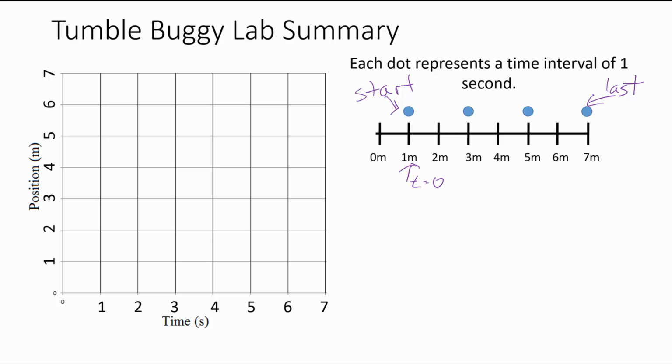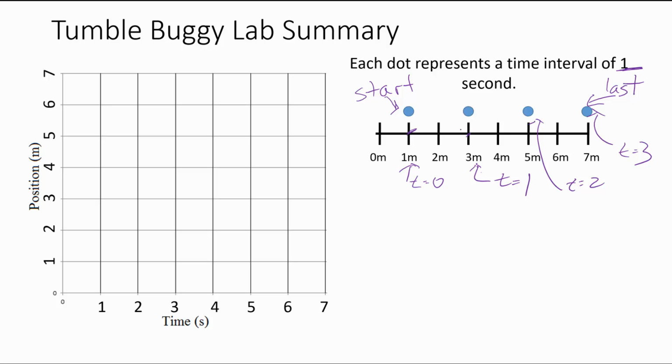So this is at time 0. Since these are all at intervals of 1 second, this is at time equals 1, this one is at time equals 2, and this one is at time equals 3. We could label those, or again, putting it in a data table, you just start your data table at t equals 0, and then put in the locations for each of these dots.